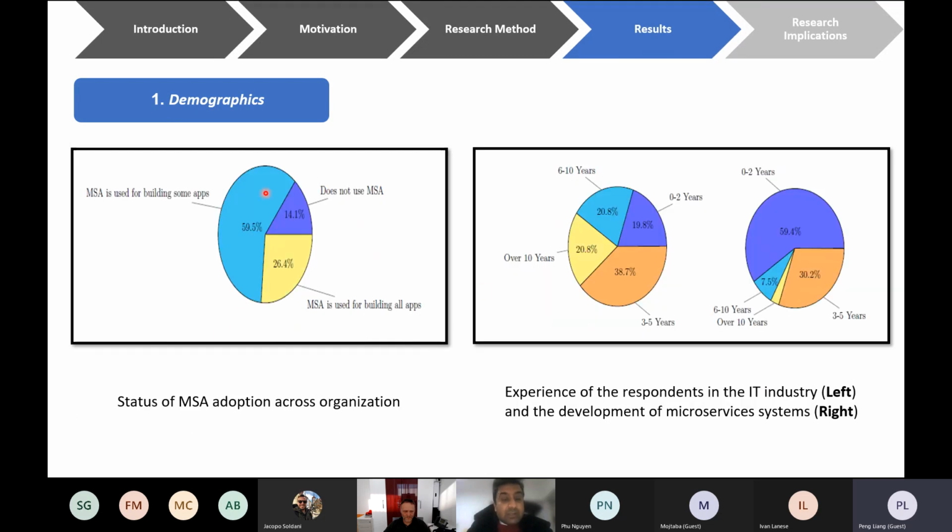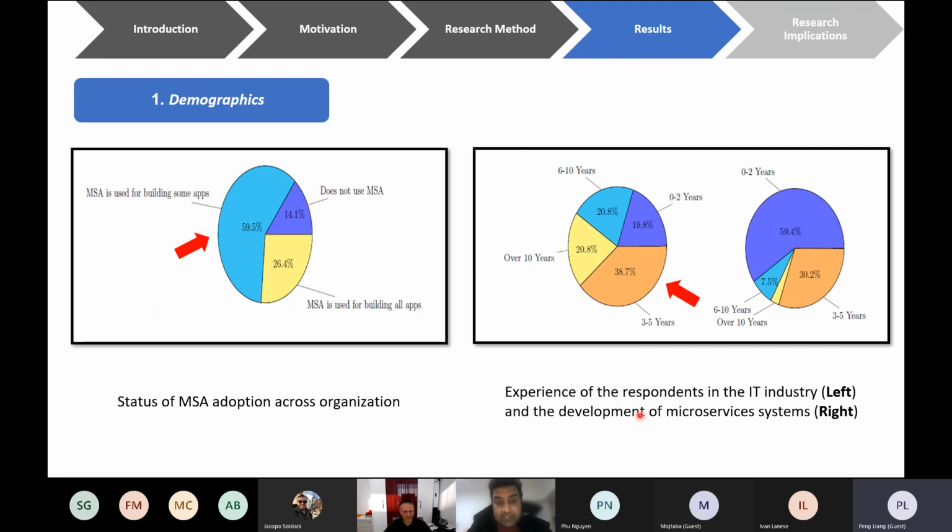Regarding the status of microservices adoption across the organization, we found that 59.5% of organizations use it for some of their apps, and similarly, 26.4% of organizations use a microservices application architecture for all apps, and 14.1% of organizations do not use the microservices architecture style, but the participants had knowledge of microservices architecture.